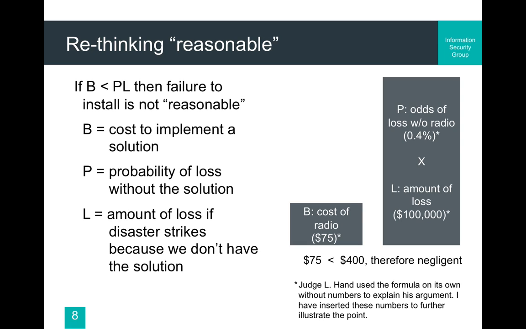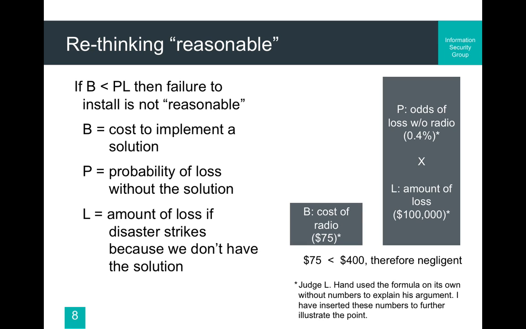The mathematical expression that he wrote into his opinion was this, and these are the letters that he wrote as well. If B is less than P times L, then a failure to install the radio, a failure to implement a solution, is not reasonable. Since it's not reasonable, you're negligent. Because you're negligent, you're liable. And in this formula, B is the cost to implement a solution, P is the probability of loss without the solution, and L is the amount of loss that we can expect if disaster strikes because we failed to implement the solution.